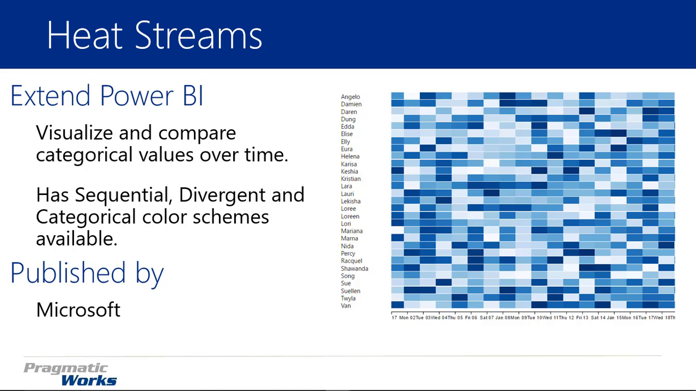The time element on the bottom can either be a date value, or it can be an integer value as well, or a number value. Now, you do have multiple ways that you can actually show the heat stream. So the color values that you see in the middle there are all blue-based in this screenshot. But you have a couple different ways that you can visualize that. You have sequential, you have divergent, and categorical color schemes that you can choose from.